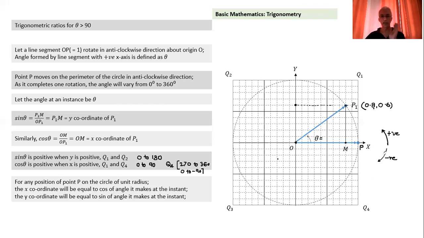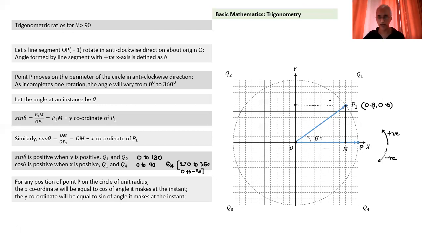Okay, so what are the key points we learn from this particular slide? As the point P moves on the circle of unit radius, for any particular position of point P, it will have a certain angle and certain coordinates, and these things are related. So for any point P, the angle it makes and the coordinates it has are related. What is the relationship here? The x coordinate will be equal to cos of the angle it makes at that particular instant, and the y coordinate will be equal to sine of the angle it makes at that particular instant.